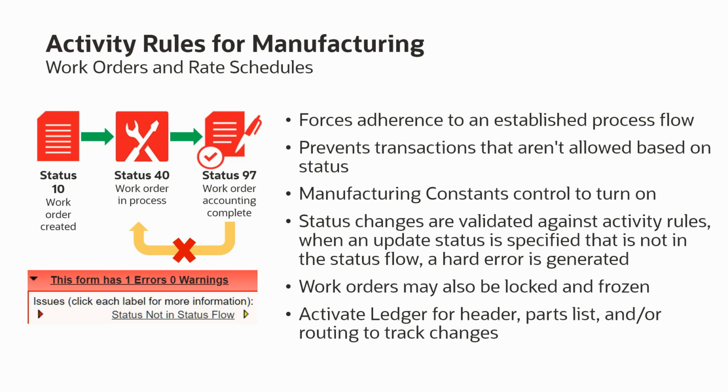Status changes are validated against the activity rules, and when an update status is specified that isn't in the status flow, a hard error is generated. You can also prevent edits to the header, parts list, and/or routing instructions and freeze orders to prevent requirements planning messages based on the order status. Ledger entries can also be activated by work order status in the activity rules, providing easy tracking of work order changes to satisfy auditing requirements.